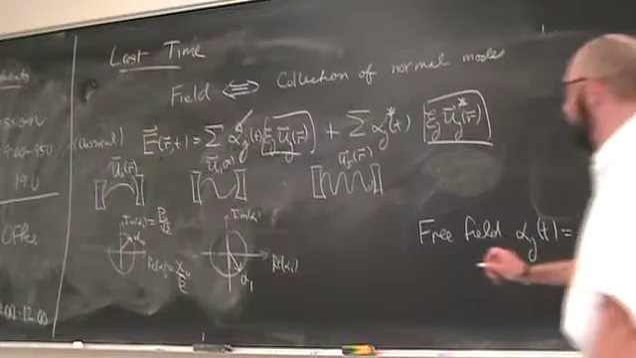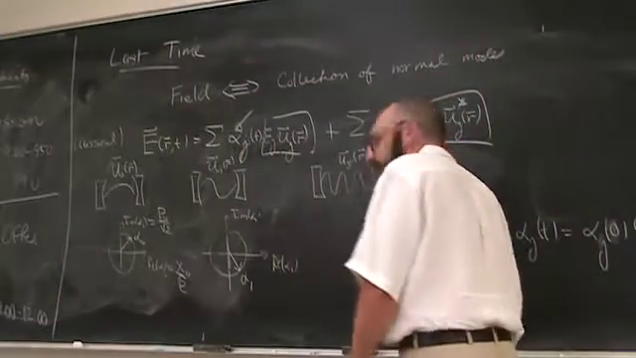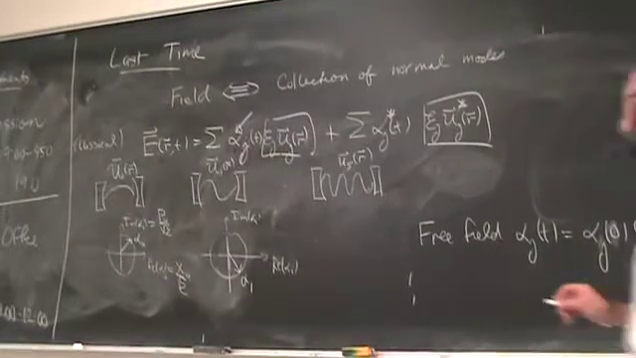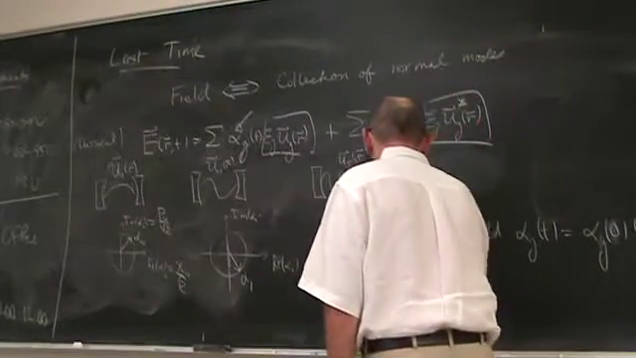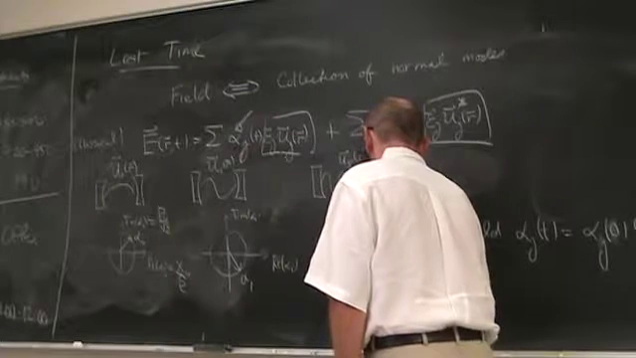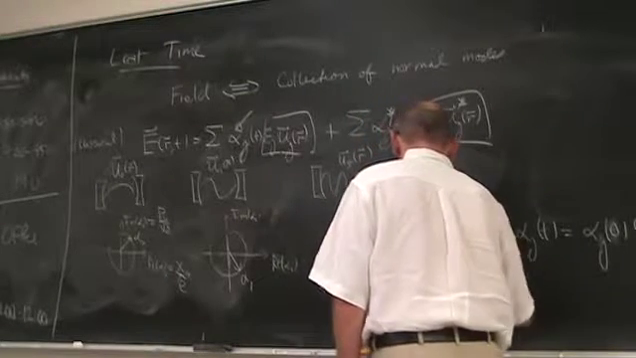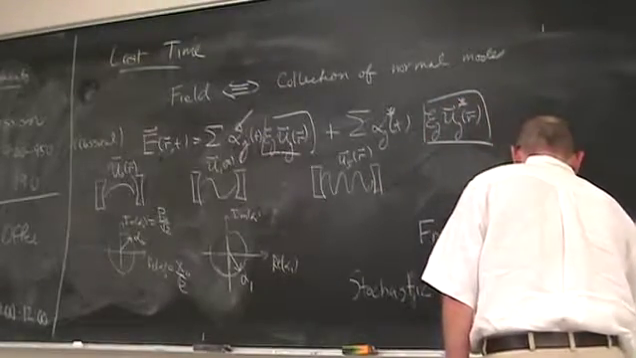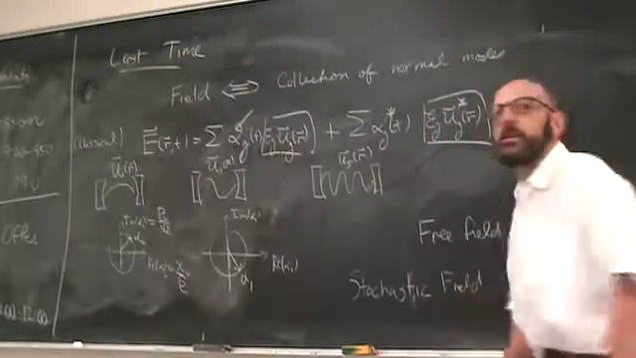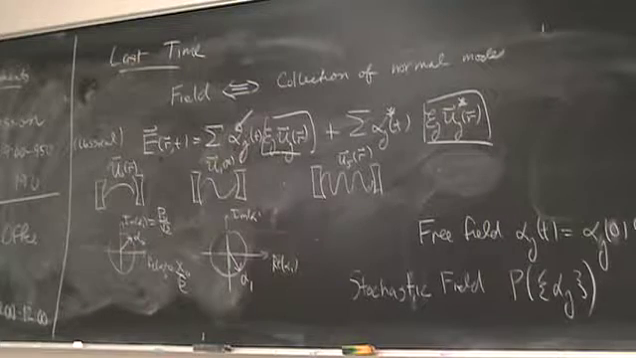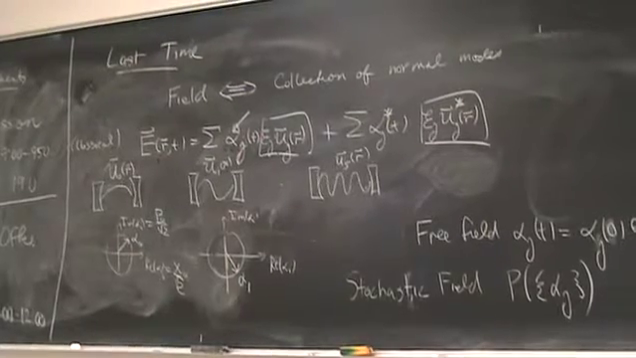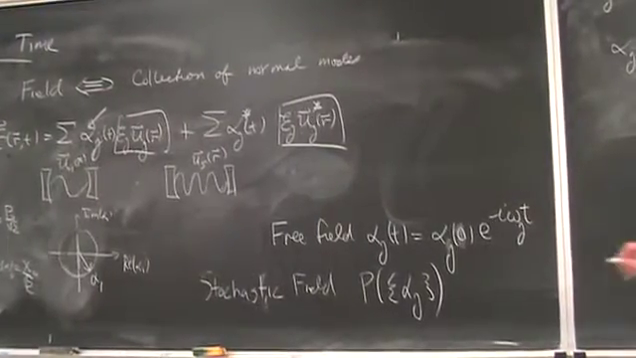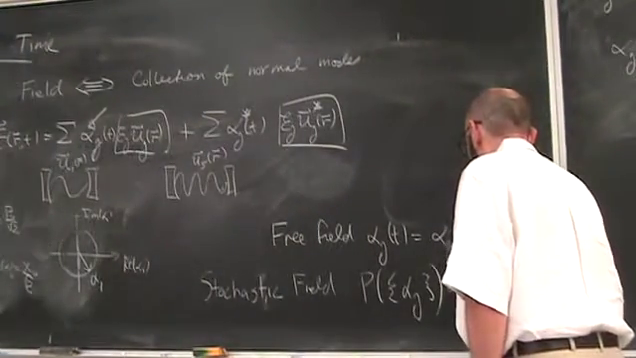So in that case, we would describe some, glad I got more chalk. We define some probability distribution, so we can have a stochastic field with some probability distribution associated with all those amplitudes. Okay? So this would be some probability distribution.